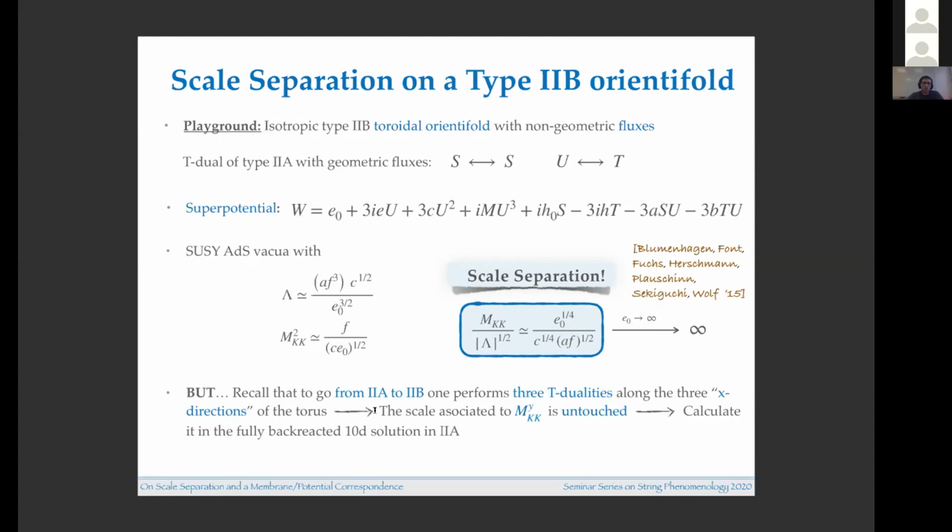But the key point with this is that the scale associated to the Y directions is untouched upon these 3 T-dualities. So basically what we can do is go to the type 2A dual, estimate the typical size associated to the Y directions, and this size should not change when we go to the type 2B picture. And then we can estimate that way the correct type 2B KK scales in the type 2B picture from the fully backreacted solution in type 2A.